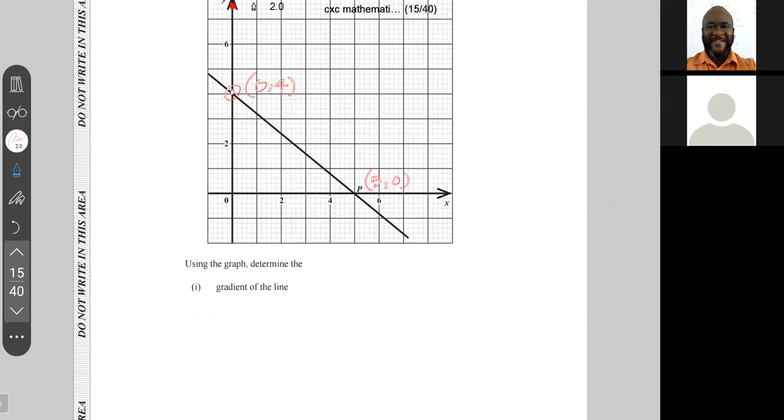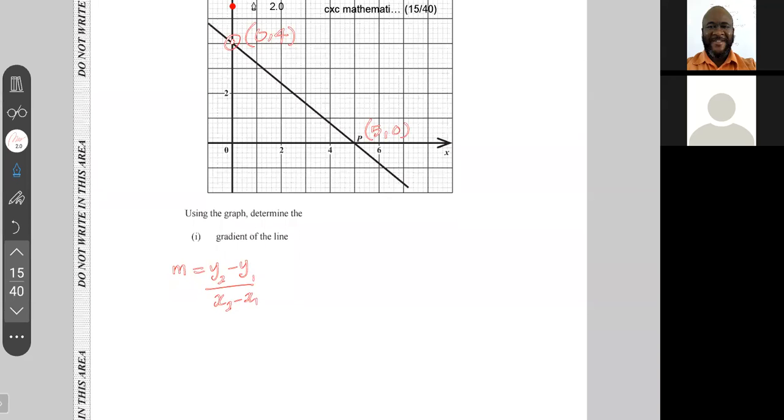So in order for me to determine the gradient of a line, I need to know the coordinates of 2 points on that line. Just by looking at this, I know that the gradient of the line is negative because moving from left to right, the line is sloping down. So the gradient m is equal to y2 minus y1 over x2 minus x1.